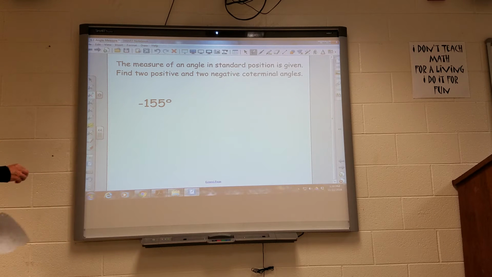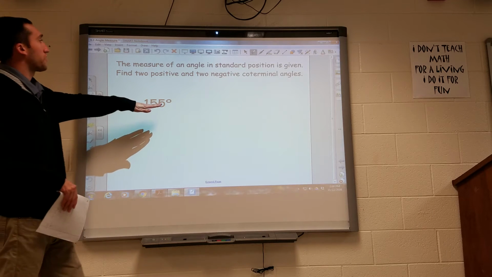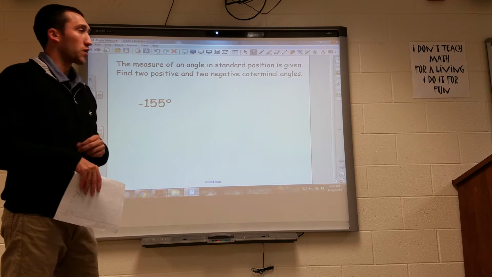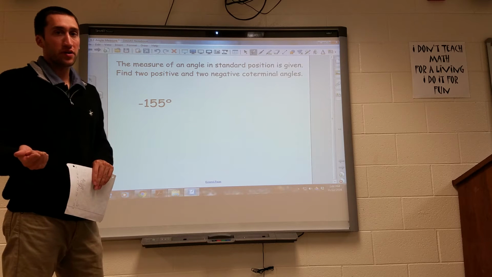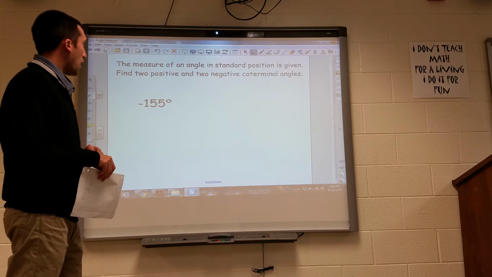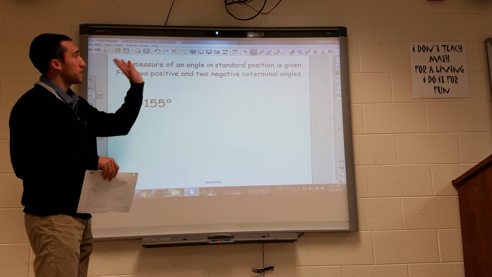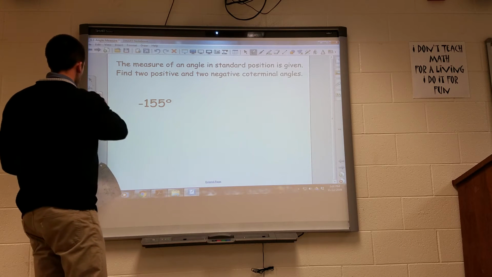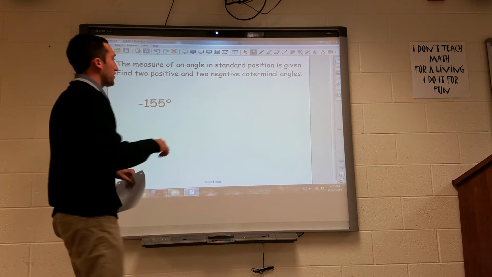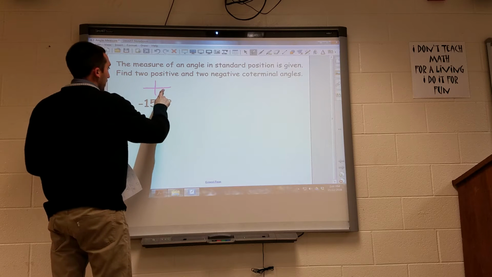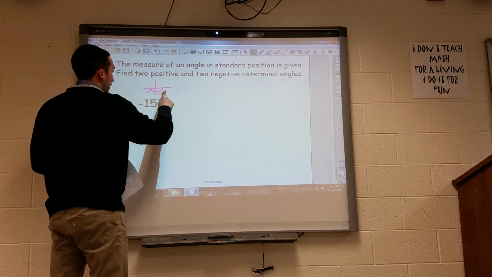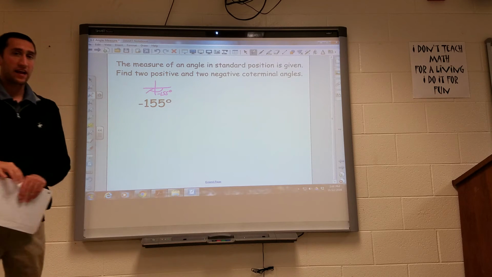Now they want us to find an angle. They give us an angle in standard position. They want us to find two positive, two negative coterminal angles. So this is just like the worksheet we did in chapter 6, or I'm sorry, chapter 5. But now we're actually going into the mathematics behind it. So I've given negative 155 degrees. I'm just going to draw that real quick so we realize negative, remember, starts going down. So negative 155 degrees is going to look like that angle.